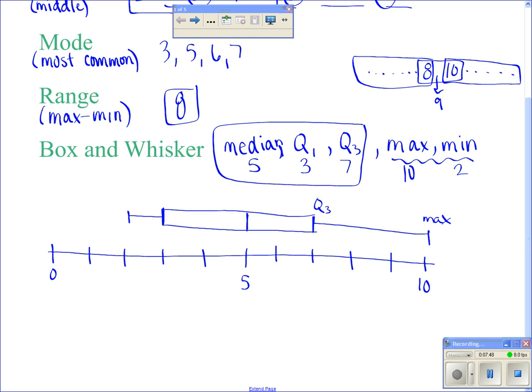So just to reiterate, you need to have those 5 numbers on your picture. That's what we're looking at. It shows the spread of the data. It's just a visual image of what your numbers look like instead of just a list of numbers. Questions on box and whisker?